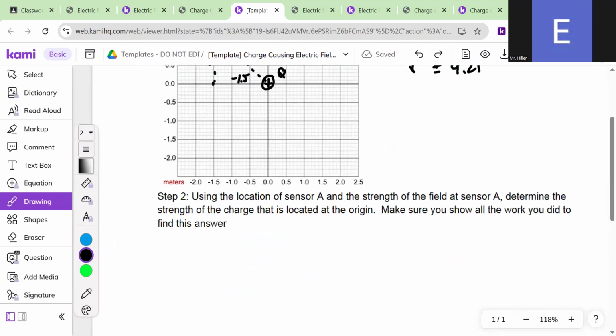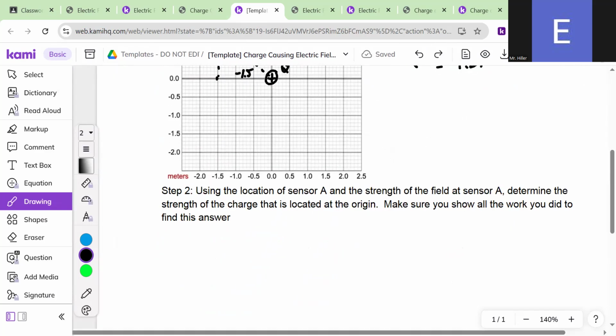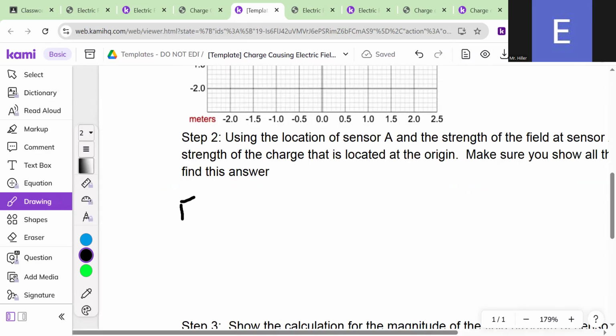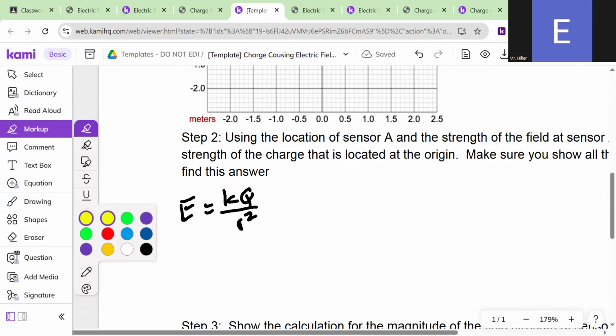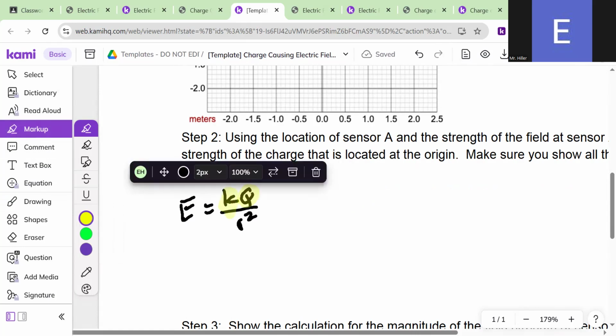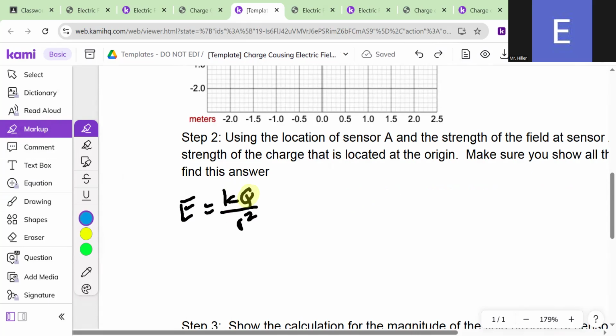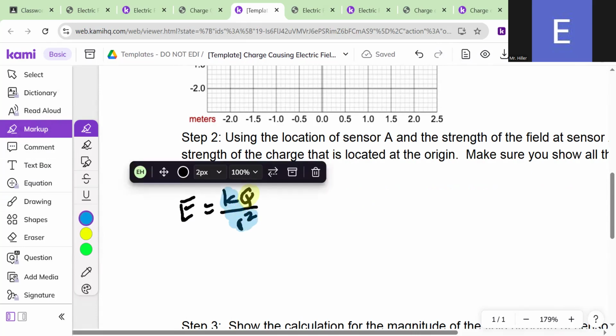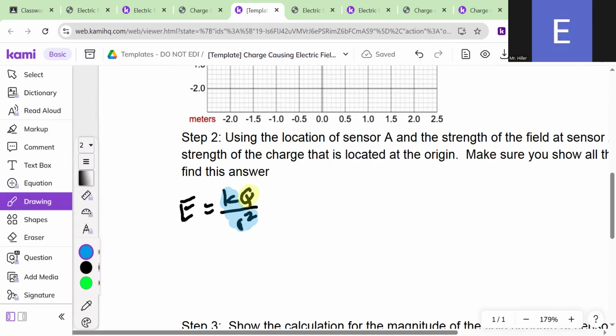All right, so now using the location of sensor A and the strength of the field at sensor A, determine the strength of the charge located at the origin. So we basically have to solve the electric field equation for Q. So KQ over R squared, and we need to solve for Q. Now, in order to solve for Q, you have to get rid of the K and the R squared. Well, we can do that by multiplying both sides of the equation by R squared over K.